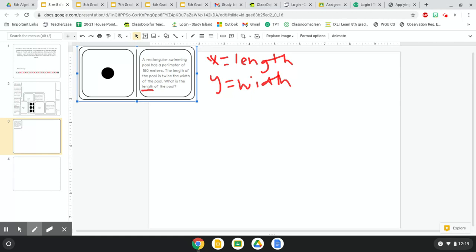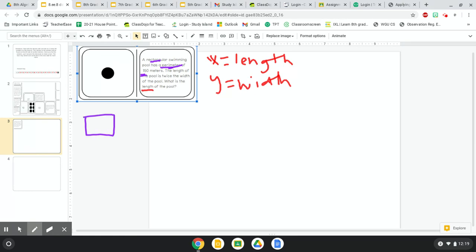Now that I've defined my variables, my next step is to create my equations. In order to create my equations, I have to think about what the question's asking me. Remember, I have two different situations when I create my equation. So it says a rectangular, okay, that's probably important. A rectangular swimming pool has a perimeter. Anytime I see perimeter or area, I know that that's going to be important. So a perimeter of 150. So let's stop there. How do I find perimeter?